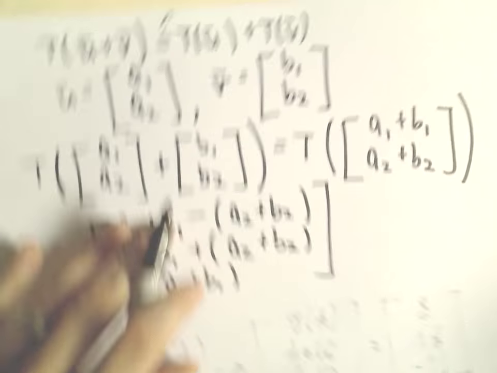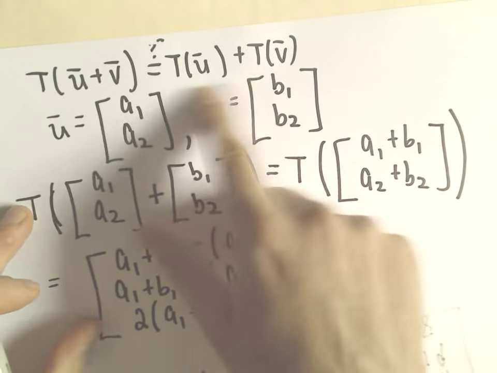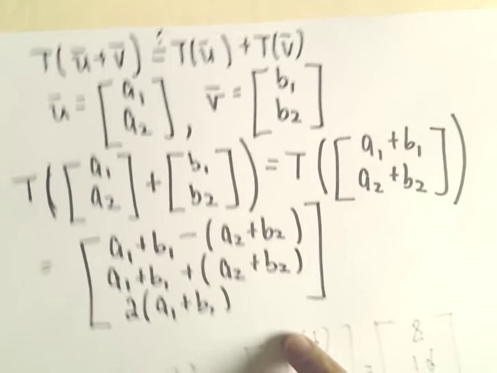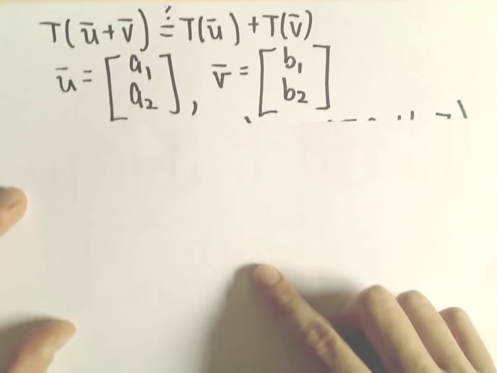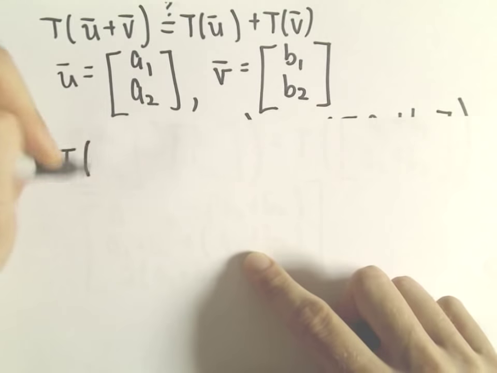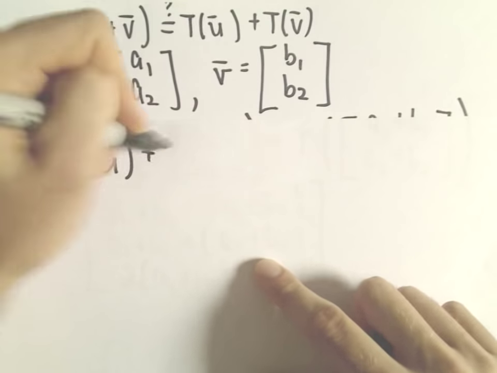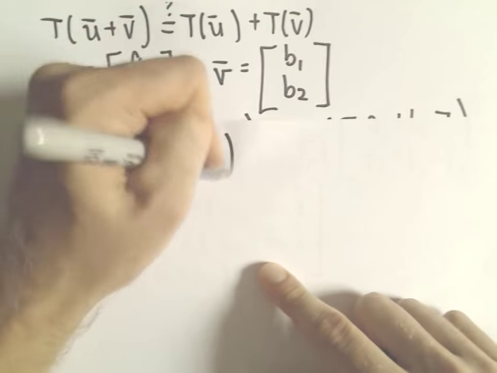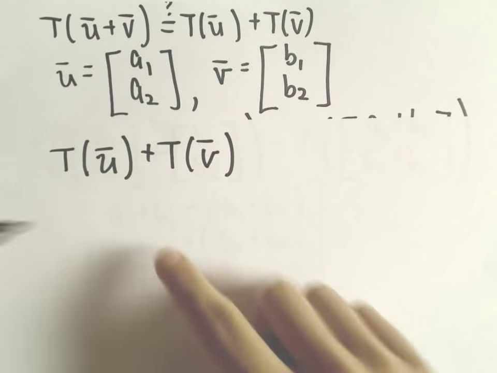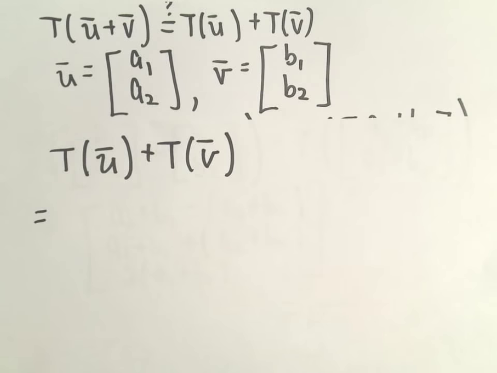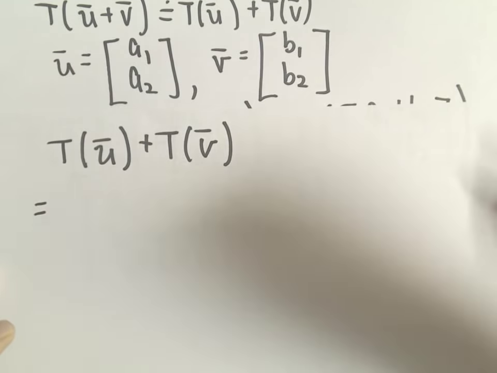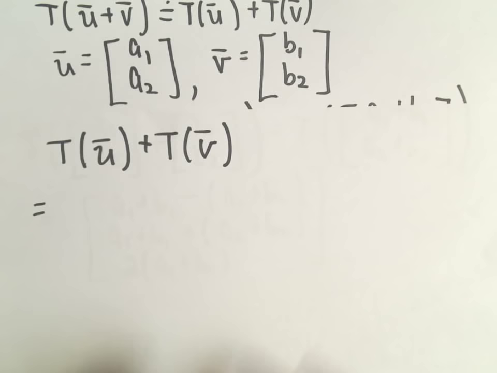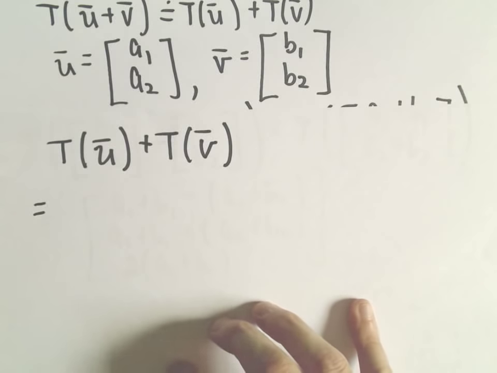So we just figured out an expression for the left side. Let's figure out an expression for the right side as well. Okay, so now we'll figure out an expression for T of u plus T of v. Thrilling stuff. But again, this is important. Linear transformations get used all the time. Definitely useful stuff in linear algebra. And also a good way, if you're learning proofs, to practice how to apply definitions.